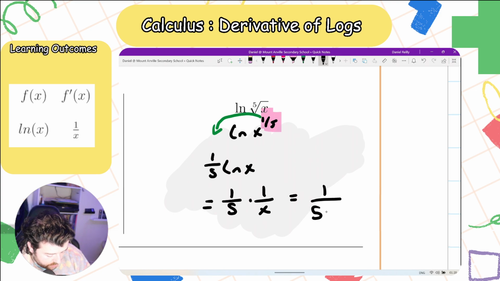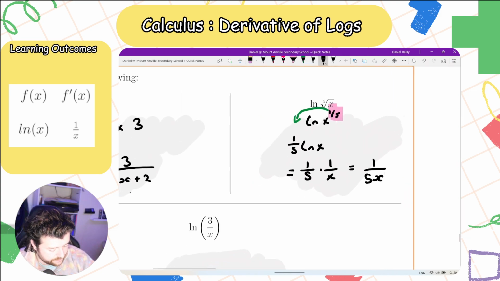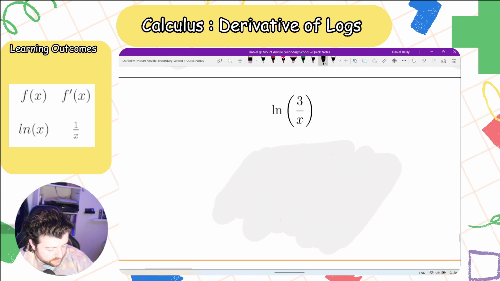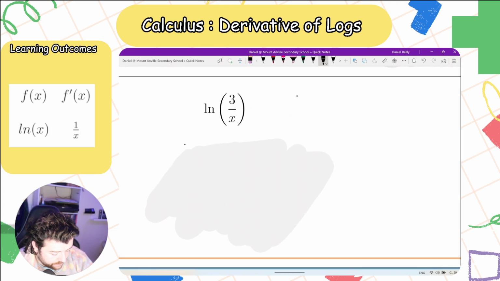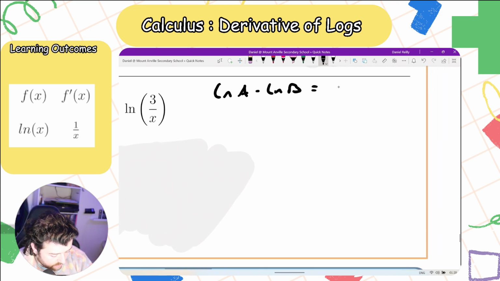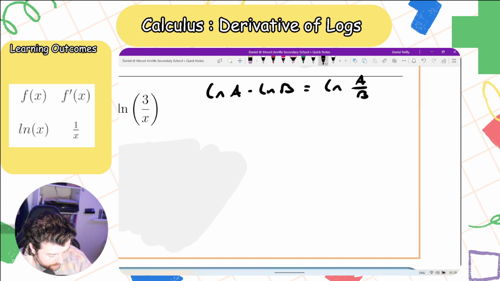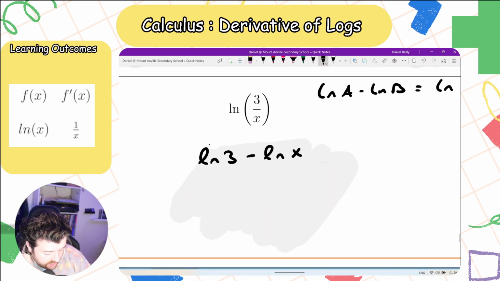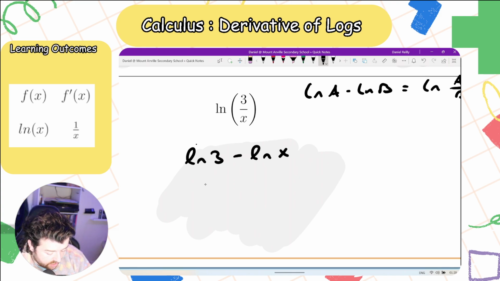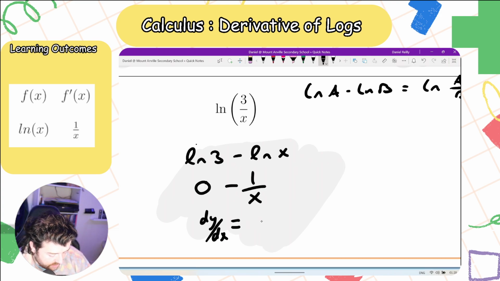The answer is 1 over 5x. Same as this one here. I have ln of 3 over x. Well, if you remember the rule, ln a minus ln b is equal to ln of a over b, I can write this as ln 3 minus ln x. Find the derivative of them. ln 3 is just a constant, so it goes to 0. And then minus ln x, well, that's just minus 1 over x. My answer is dy/dx equals minus 1 over x.